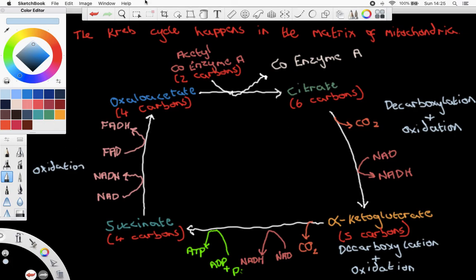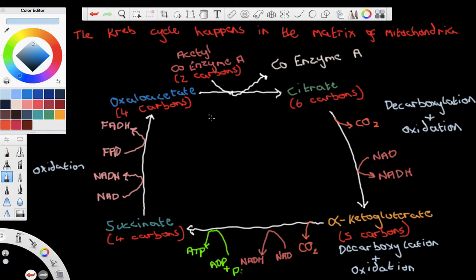So if we go through this one more time, remember you need to be able to put this into words. We've got oxaloacetate being added to acetyl coenzyme A to form a 6-carbon molecule known as citrate. Coenzyme A is released in the process. Citrate is then decarboxylated and oxidized. It has carbon dioxide removed from it, and it donates a hydrogen to NAD to make a 5-carbon molecule known as alpha-ketoglutarate.